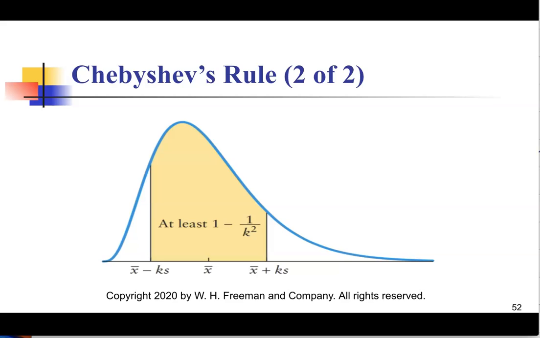This graphic helps you see what we're talking about. You have your mean, and if we go out some number of standard deviations greater than 1, it can be 1.1, 1.5, 2, 3, whatever. But if we go that number of standard deviations on both sides, then we're going to capture at least 1 minus 1 over k squared of the observations.